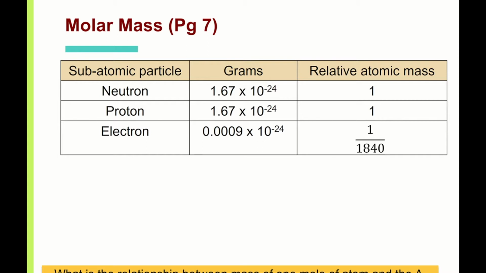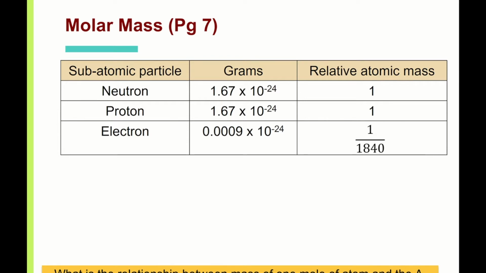Solid, liquid, gas, they all have mass. And these solid, liquid, gas are made up of atoms, and these atoms contain subatomic particles. So everything has mass. Neutron, proton and electron do have mass, just that they are very light. If I want to say in grams, neutron and proton have the same mass. And what is their mass? 1.67 times 10 to the power negative 24.